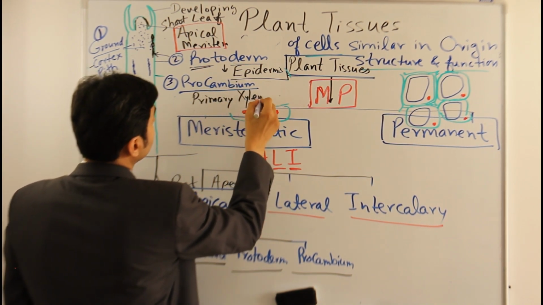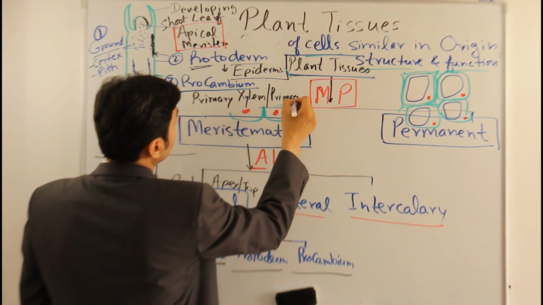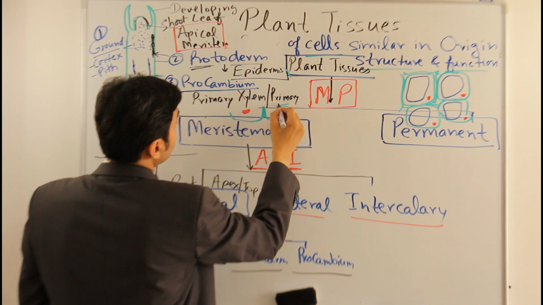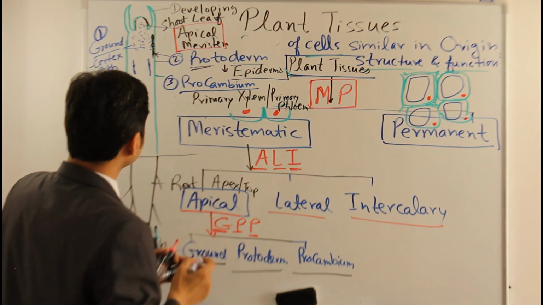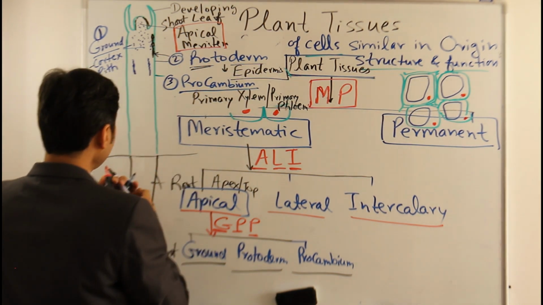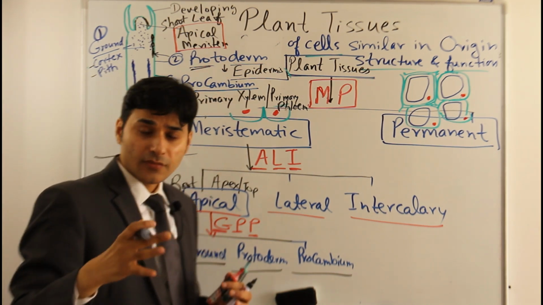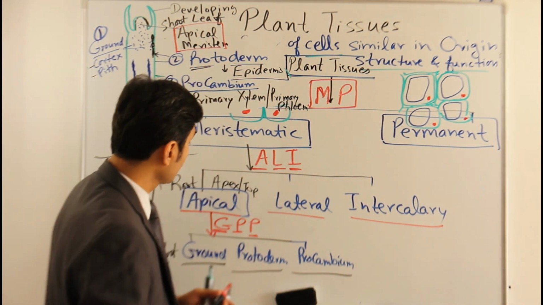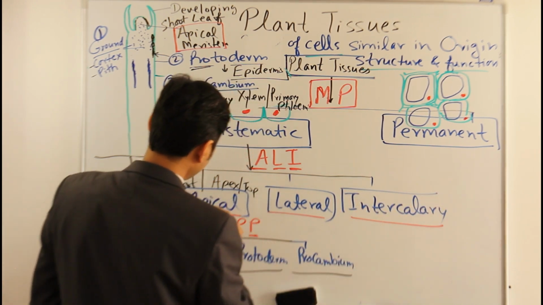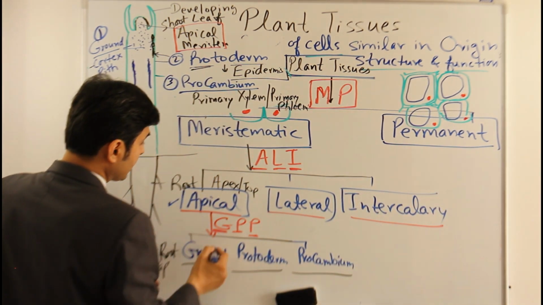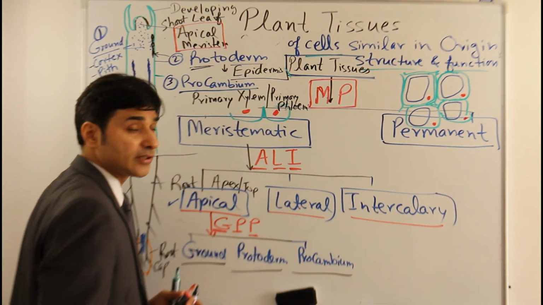Primary xylem and primary phloem. Okay, so this is ProCambium. Primary xylem and primary phloem. So this is how the apical meristem is functioning, and we have seen the apical meristem, 3 types, and now we will come to the second type, which is the lateral meristem.